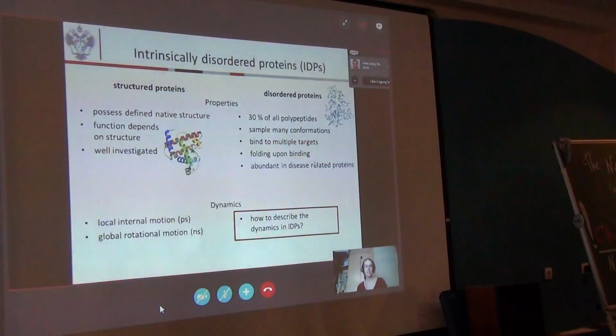Now, when it comes to dynamics, the dynamics of structured proteins is quite well known, and in the simplest case, we can describe it as consisting of a local internal motion and a global rotational motion. The concept of a global rotational motion cannot be applied to intrinsically disordered proteins, because what is it that does the global rotational motion if we have a rope that wiggles around and changes its shape all the time? So the question remains, how can we describe the dynamics in intrinsically disordered proteins?